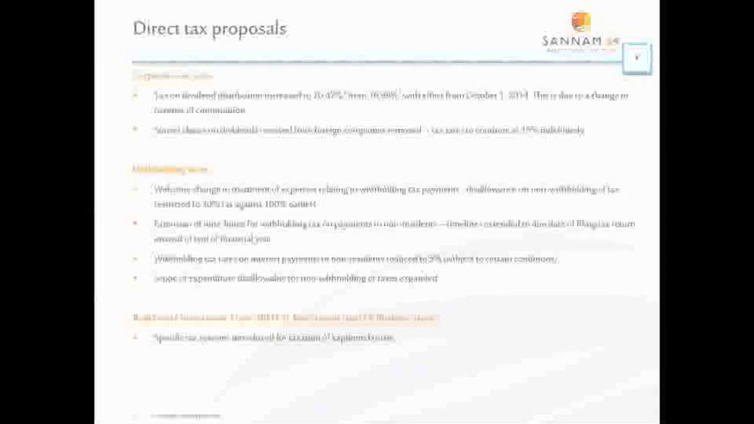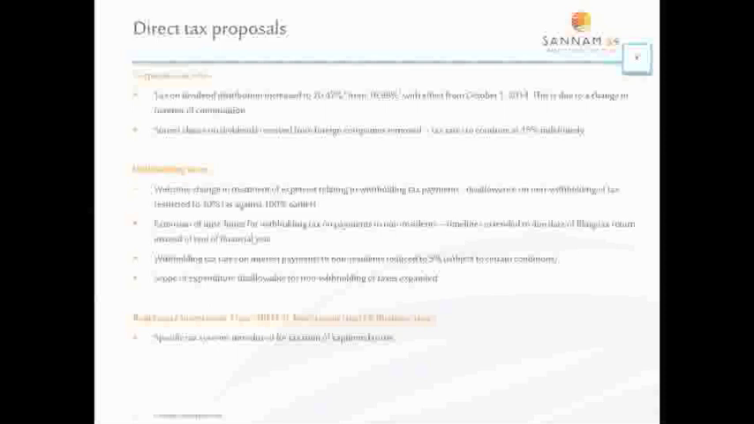Reduce litigation, as tax litigation is at a very high level. More clarity in the law, and at the same time keep buoyancy in the revenue. These are the four or five key areas where, within a short period, the government has to turn out this proposal.